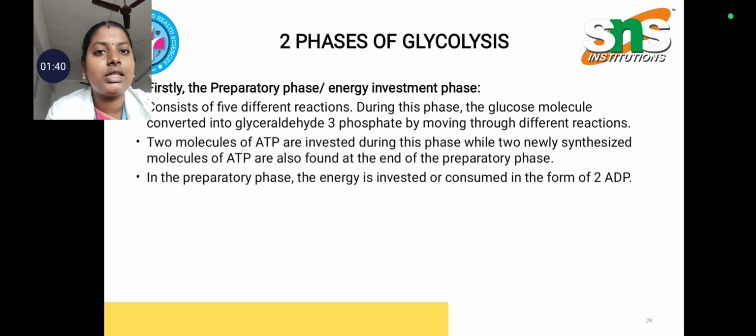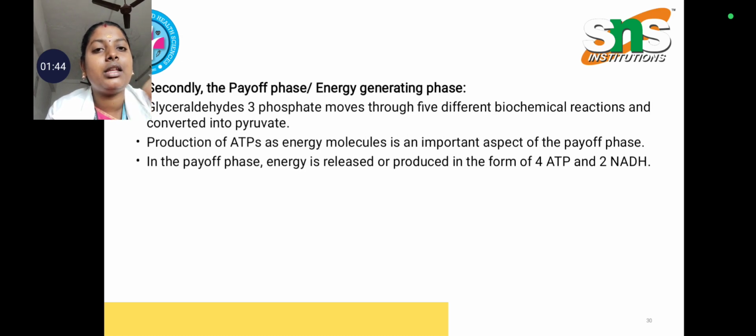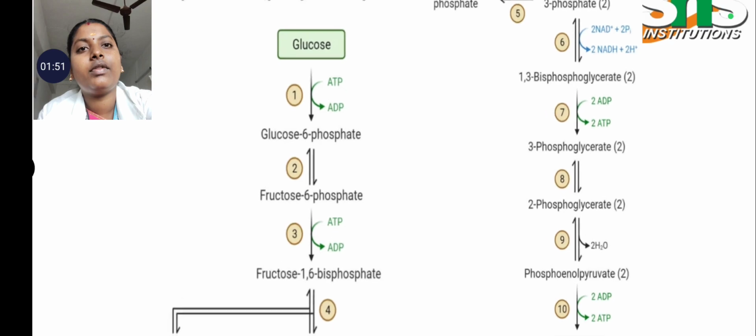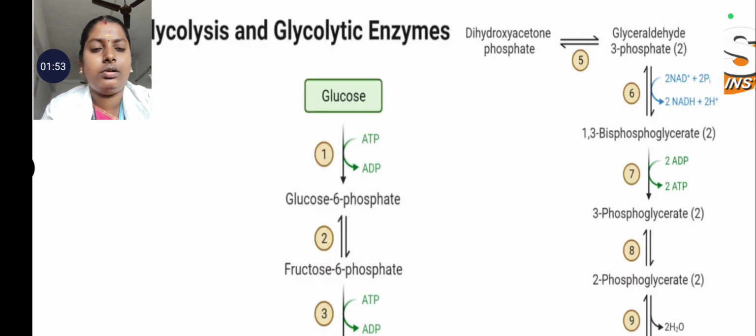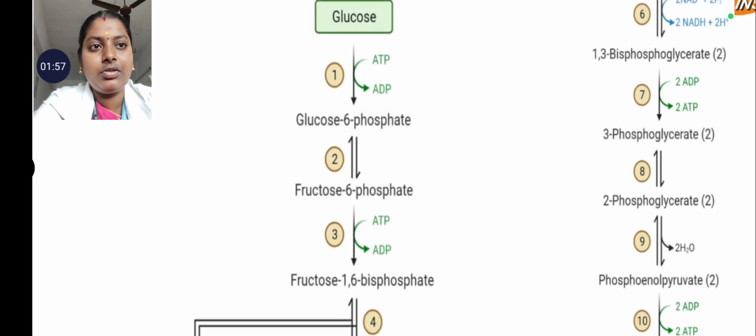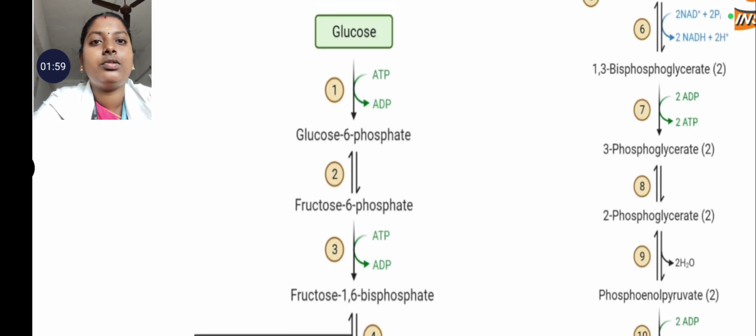So what are the two phases? One is the preparatory phase or energy investment phase, and the other is the payoff phase or energy generating phase. And here we have seen the glycolysis chemical reaction. First, at the start, leave the right side part and concentrate only on the glucose.